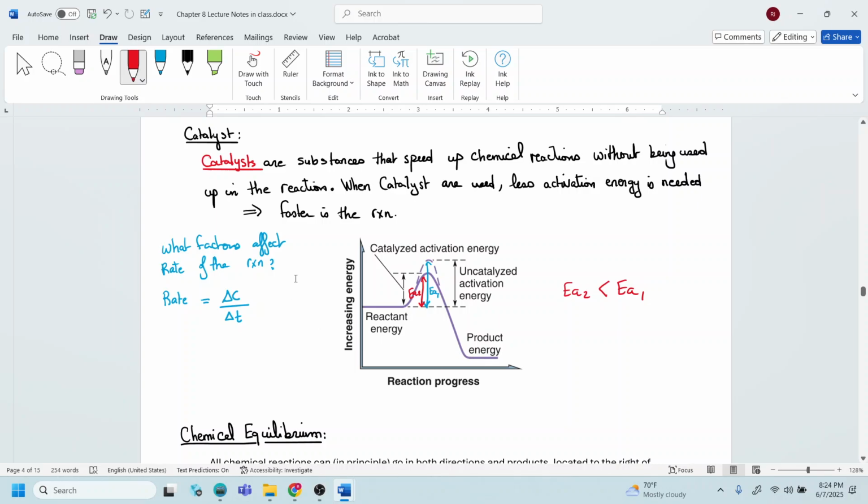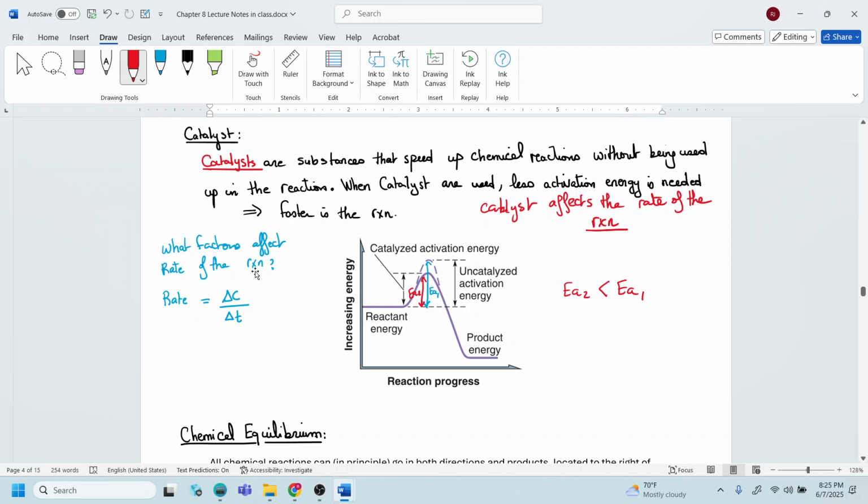So the question is, does the catalyst affect the rate of the reaction? Yes, it does affect the rate of the reaction. So catalysts do affect the rate of the reaction. Catalyst makes the reaction faster. When we talk about rate, it is how fast the reaction is. So catalysts affect the rate of the reaction, and catalyst makes the reaction faster.